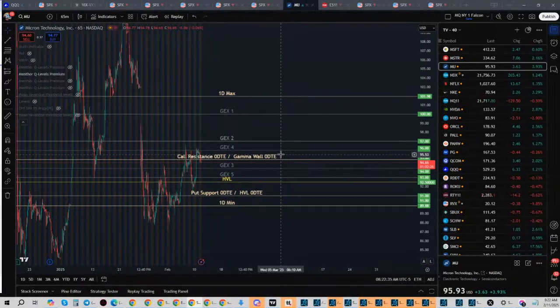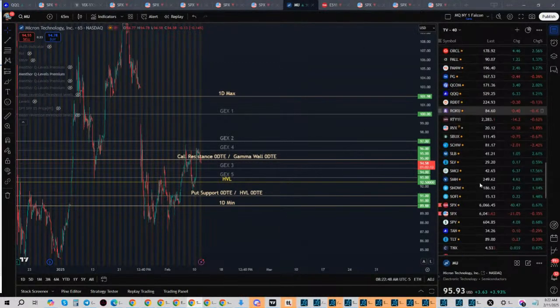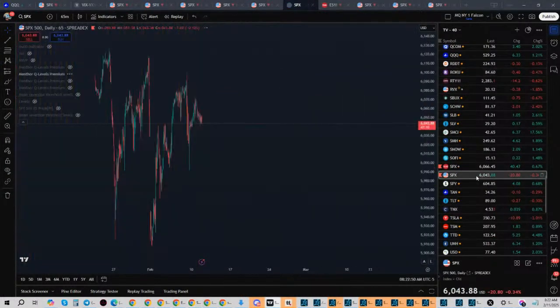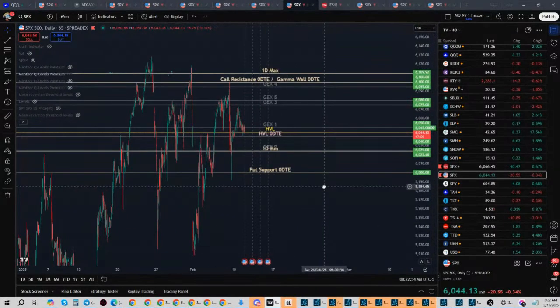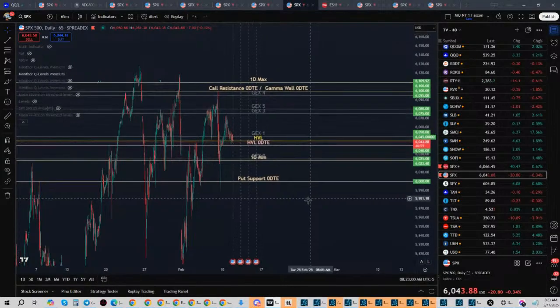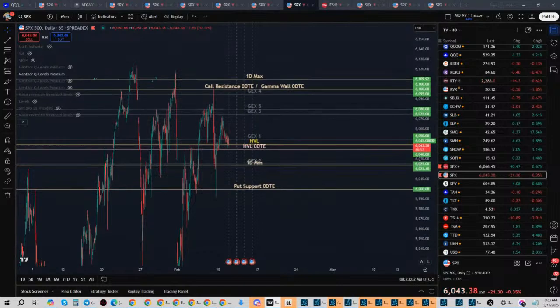Why are your SPX levels different than mine? I'm not sure. Are you using SpreadX, the one that updates in real time? Just send us an email on Discord, and we'll look into it. But it should be the same.